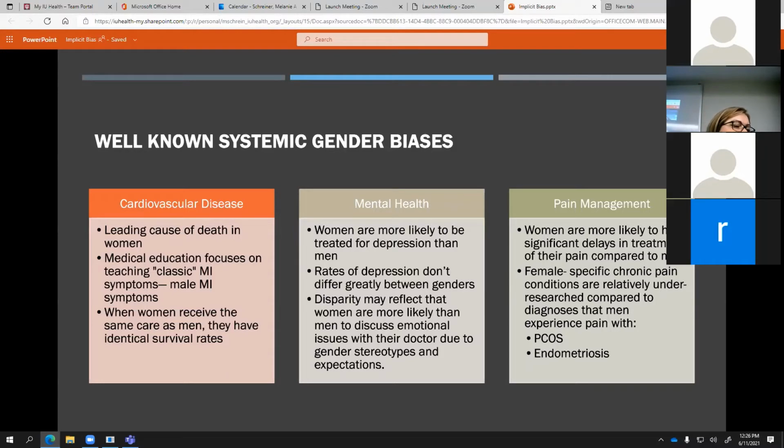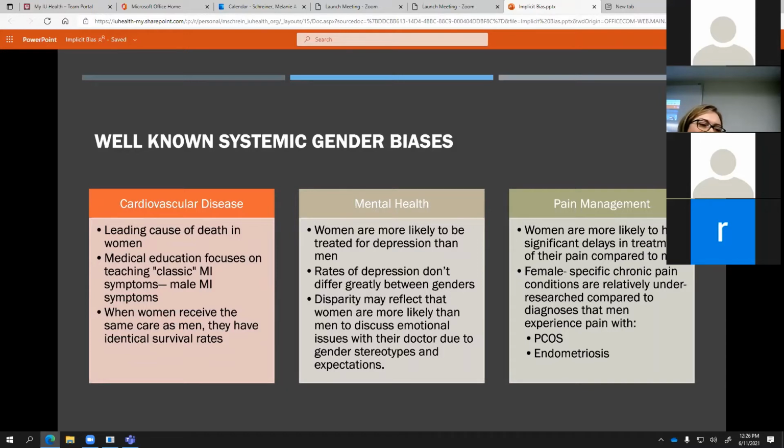And it's interesting because when you actually break it down, the differences of depression prevalence and incidence don't necessarily vary a whole lot. And then the other thing that I think a lot of us have probably seen or maybe seen at play is pain management in male versus female populations. Women are more likely to have significant delays in the treatment of their pain. And female-specific chronic pain conditions are historically under-researched and under-treated.